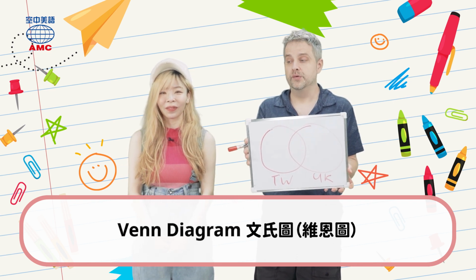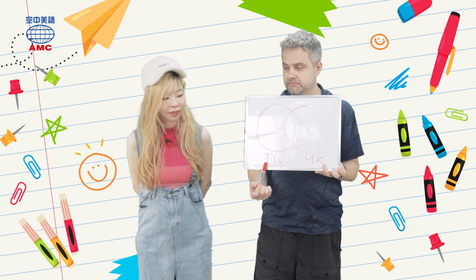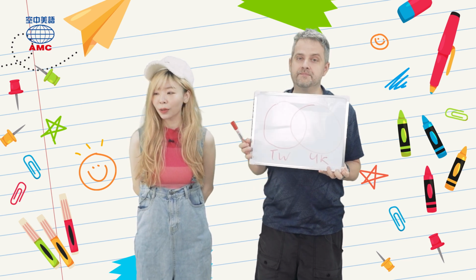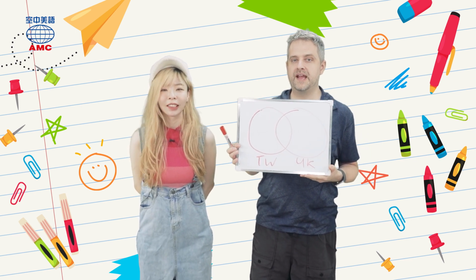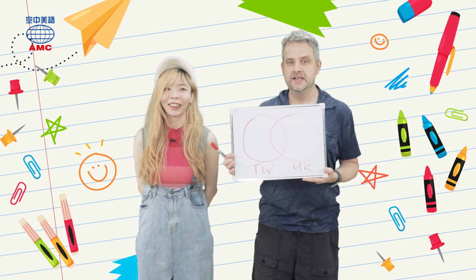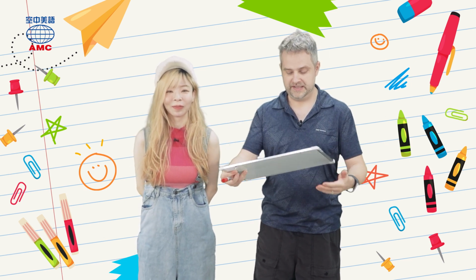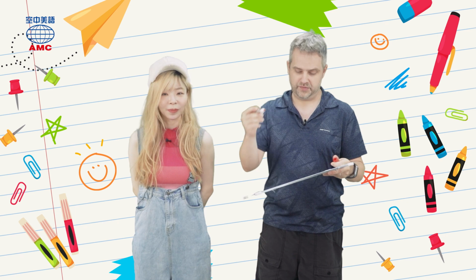We're going to stick with 2, and we're going to do Taiwan and the UK. Cool. All right, so let's find out what they have different and what they have in common. Let's start with what is in common? What's the same?